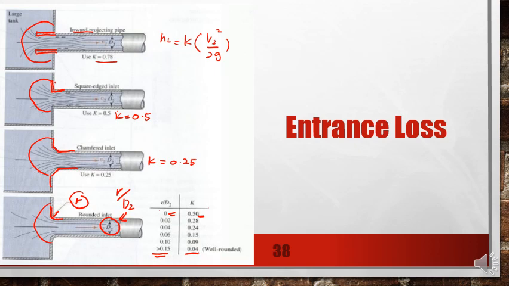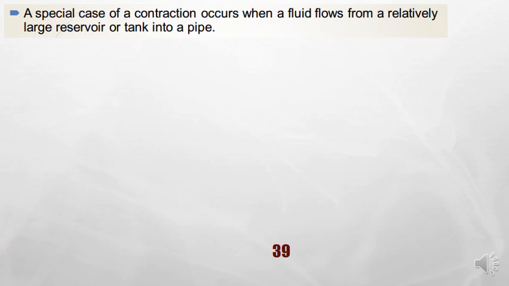Okay, so imagine that if it's 0, that means it didn't have any radius, so it's actually similar to this one, which is 0.5. All right. As I said before, the entrance loss is actually a special case of a contraction, which occurs when a fluid flows from a relatively large reservoir or tank into a pipe.